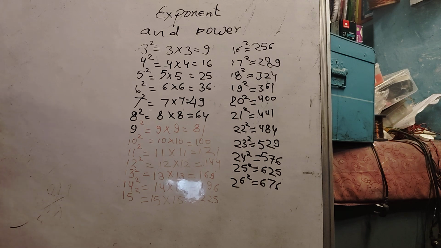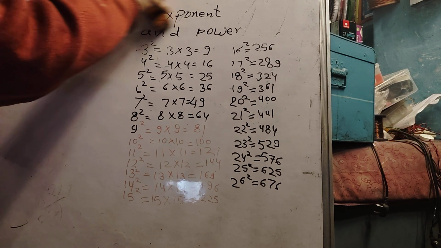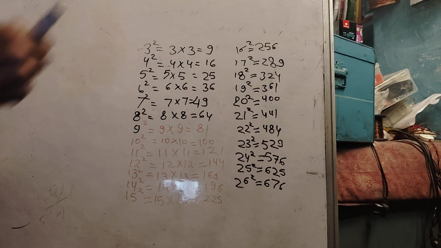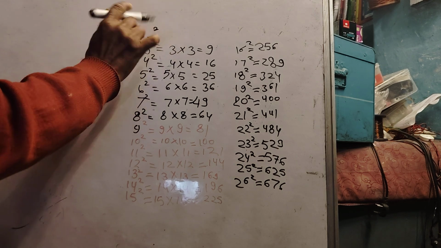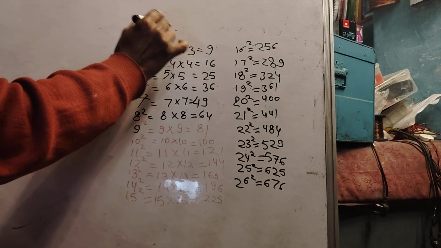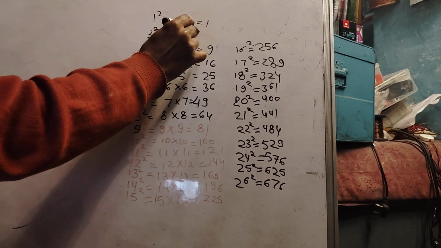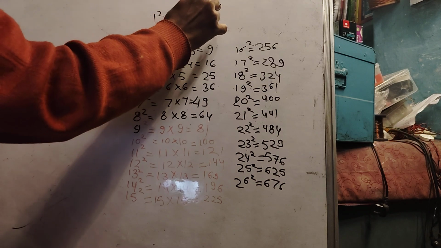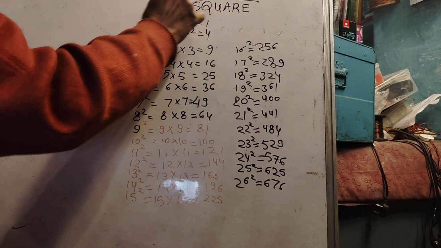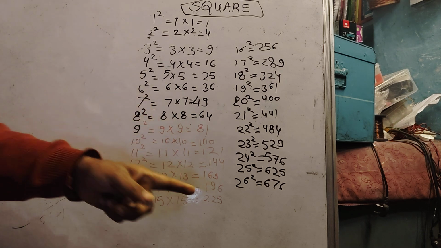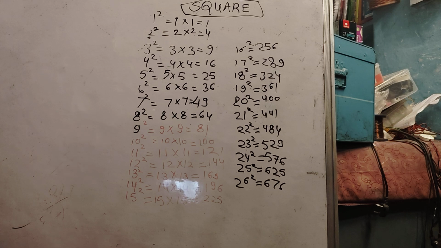So now the topic has changed. The topic name is squares. So 1 square is 1 and 2 square is 4. So our topic today is squares. You have to learn from 1 to 26 squares. There is a rhyme also. Start to learn 1 to 26.